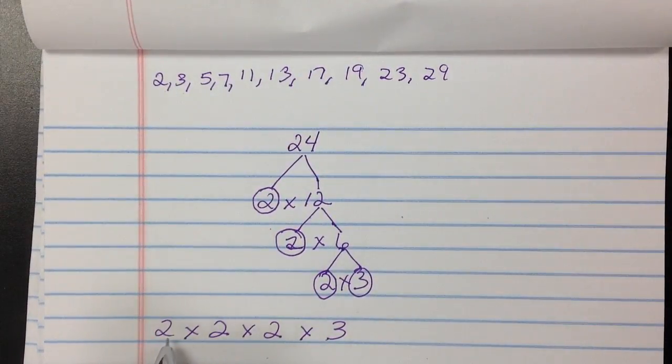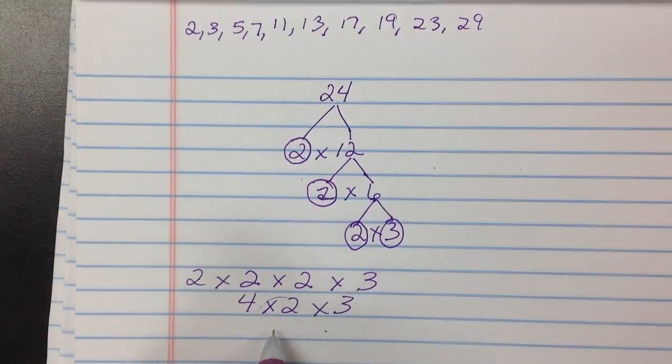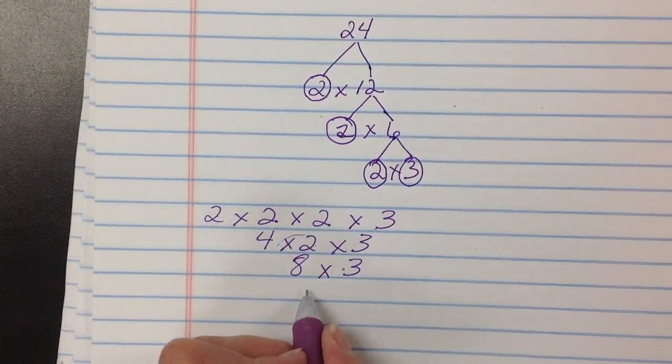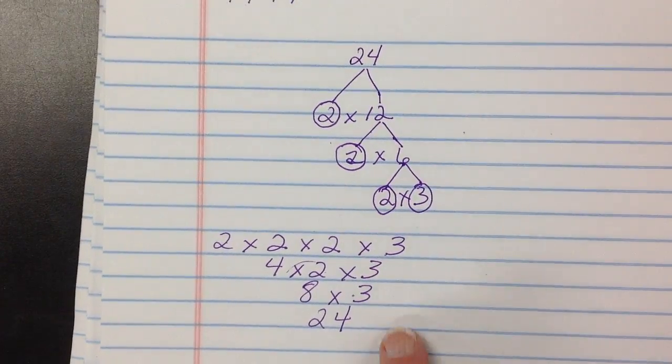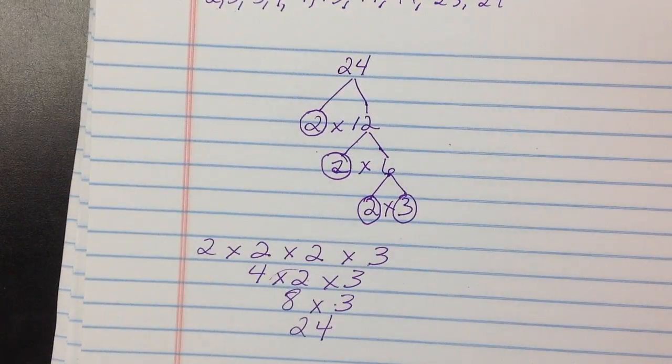Let's check it out. 2 times 2 is 4. Remember your order of operations. Then 4 times 2 is 8. We work from left to right. And then 8 times 3 is, guess what, 24. So if your number comes out the same, you know you have done it correctly. So the prime factorization is 2 times 2 times 2 times 3.